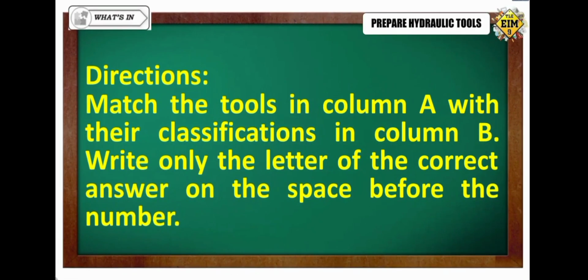And we have another activity for What's In. Direction: we have a matching type in this activity. Match a tool in column A with its classification in column B. Write only the letter of the correct answer on the space before the number. Okay? Are you ready, class?